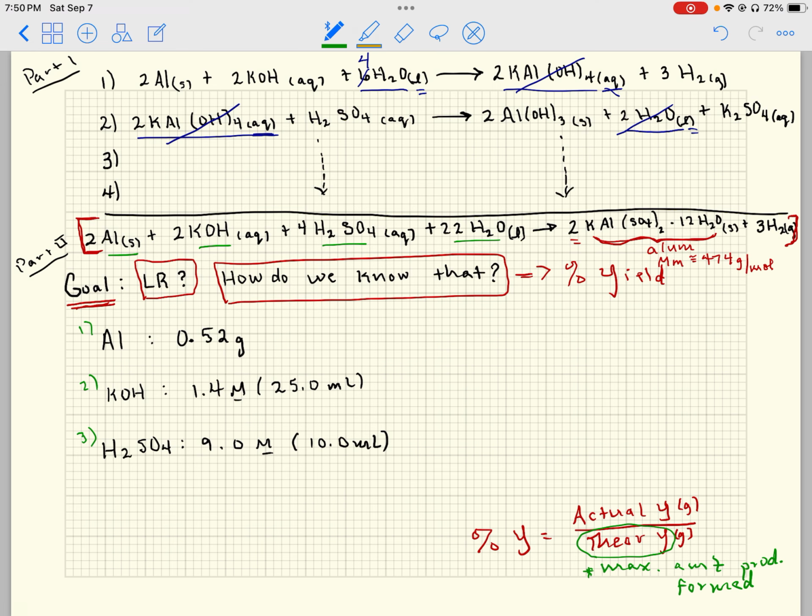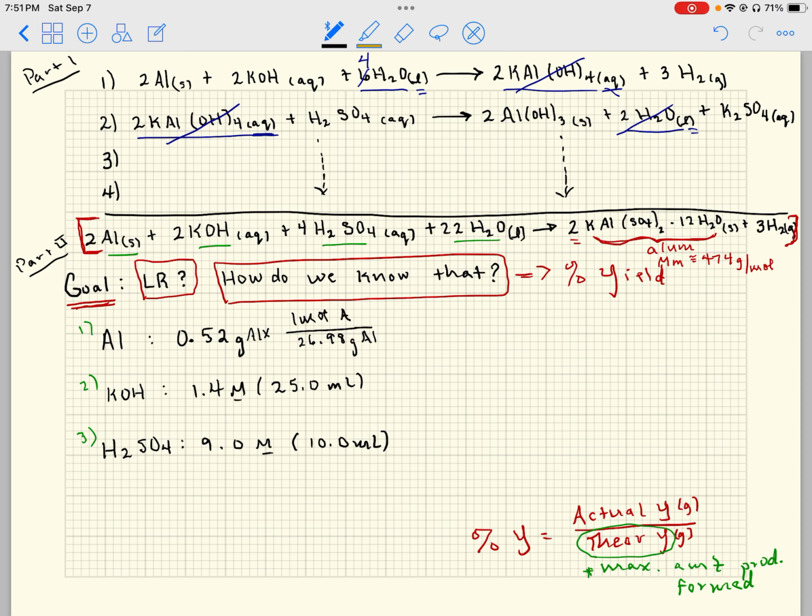So to do that, remember, in order to compare one element to another in a balanced chemical equation or formula in a balanced chemical equation, we've got to first get to moles. So we've got grams of aluminum. So this first conversion, we go to the periodic table. So this is a periodic table conversion for aluminum.